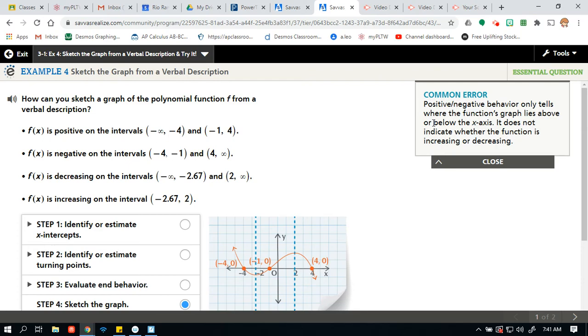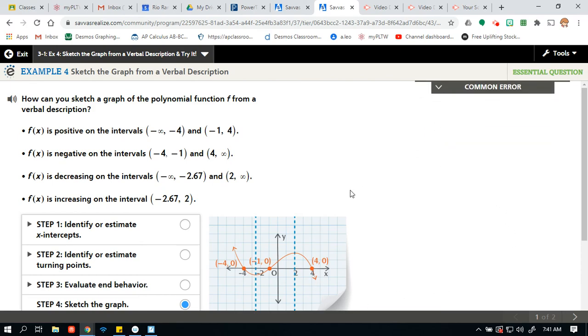So the common error: positive negative behavior only tells you where the function's graph lies above or below the x-axis. It does not indicate whether the function is increasing or decreasing, which, again, you look at the values. Are the values getting bigger as you go along, or are they getting smaller as you go along? So there you go, example 4.